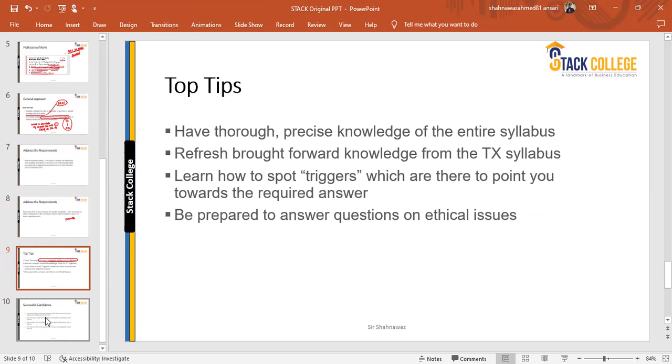Next one, you have to refresh your previous knowledge of the TX syllabus. You have to identify triggers in the exam. You have to work on ethics in order to score easily on 5 marks. So if you can see 5 marks for ethics and 4 professional marks, 9 marks are available. If you work smartly, you can easily score these 9 marks.